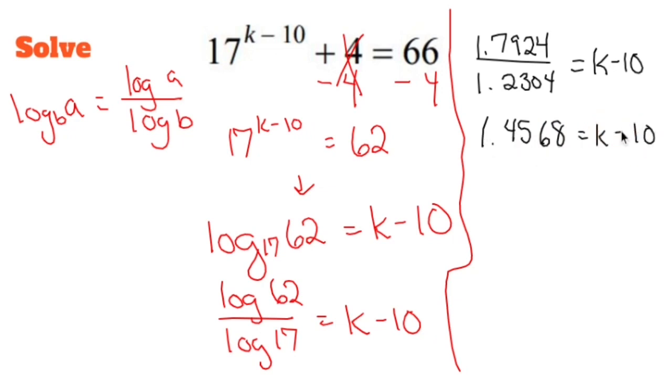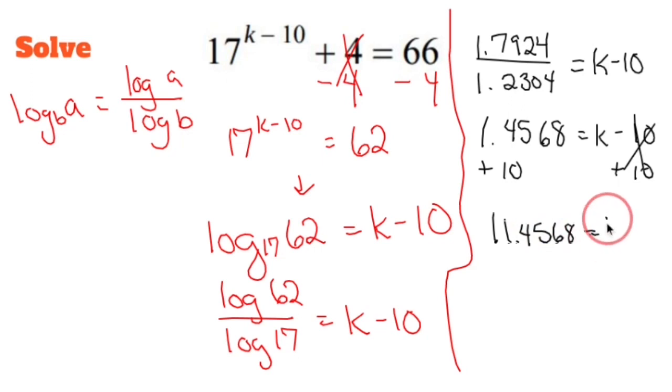Now that I have something a little bit more manageable, I can add 10 to both sides. I don't need a calculator for this one. That gets me 11.4568 equals k. And that's my answer. Not very pleasant, this one. Not very pleasant at all, but that's how it's done.